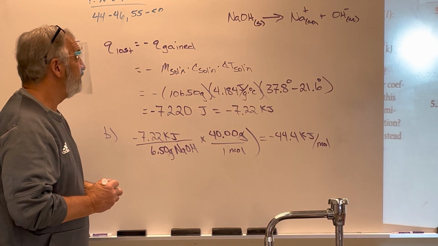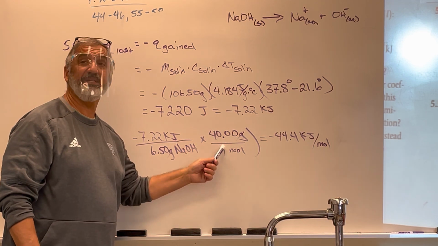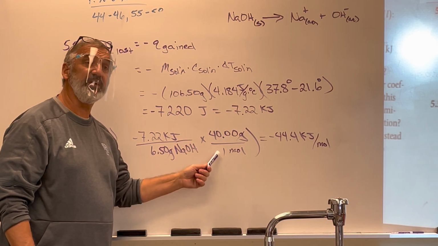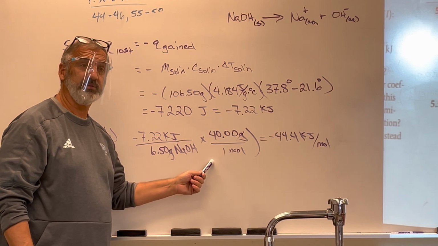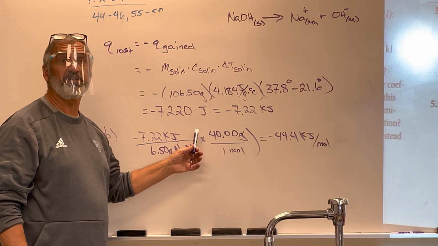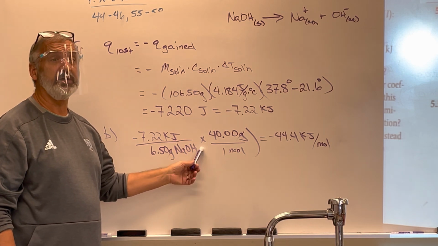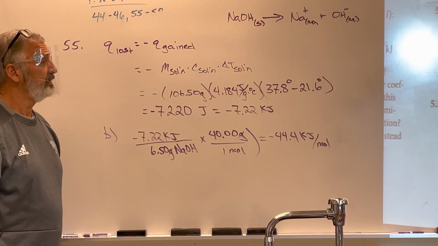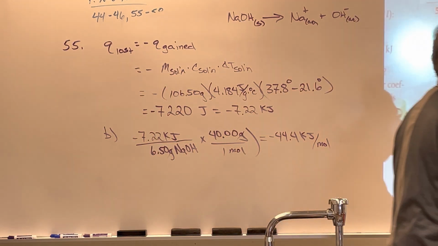Okay? So this calculation on the AP test is very, very common. This is one that really needs to be bolded, starred. We need to know how to do this well. All right, 56.